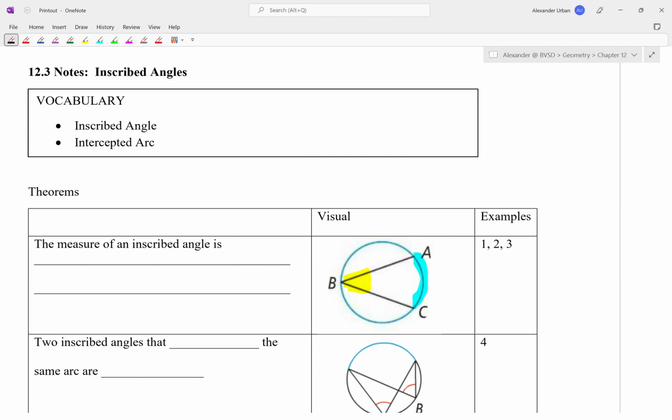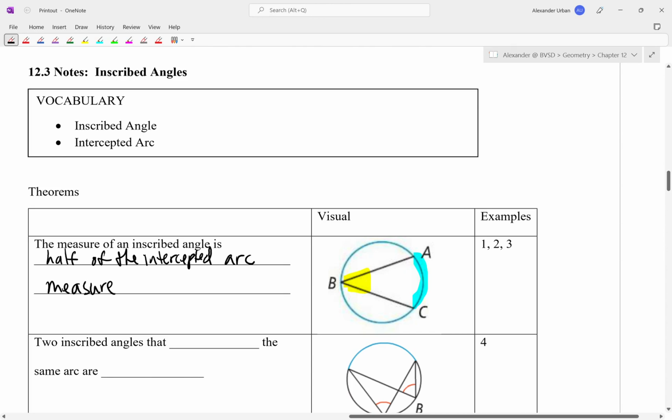And it's really important that we focus on the information that's given on this one. So the measure of an inscribed angle is going to be half of the intercepted arc. So I'm going to write that out. The measure of the inscribed angle is half of the intercepted arc. And I should put arc measure. My apologies. Measure. Remember, it's not arc length. We're talking about a measure.